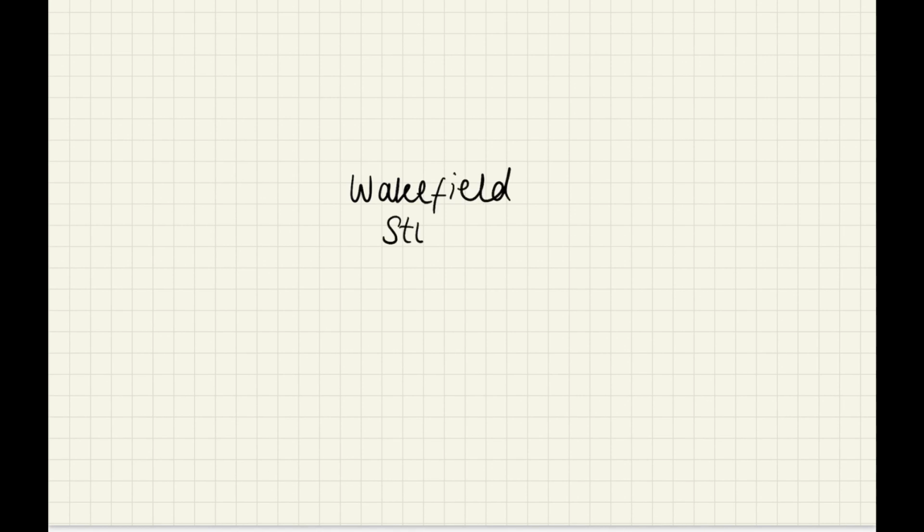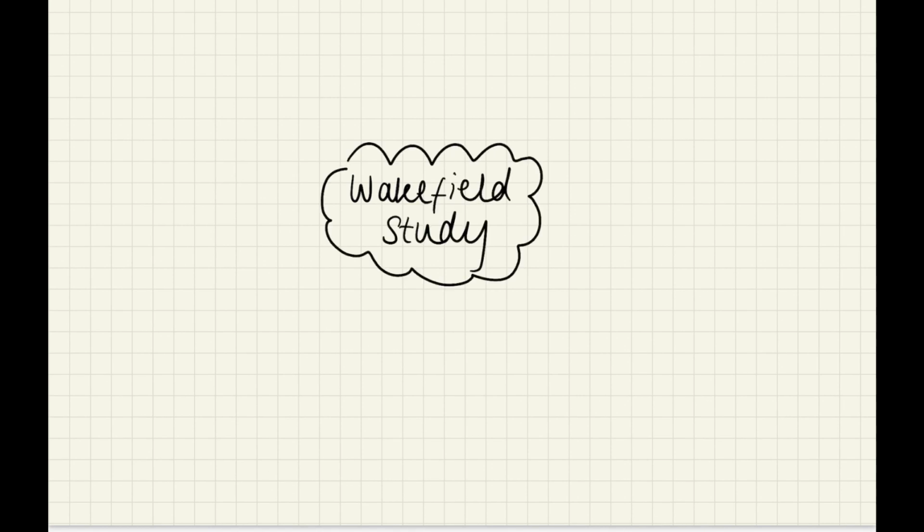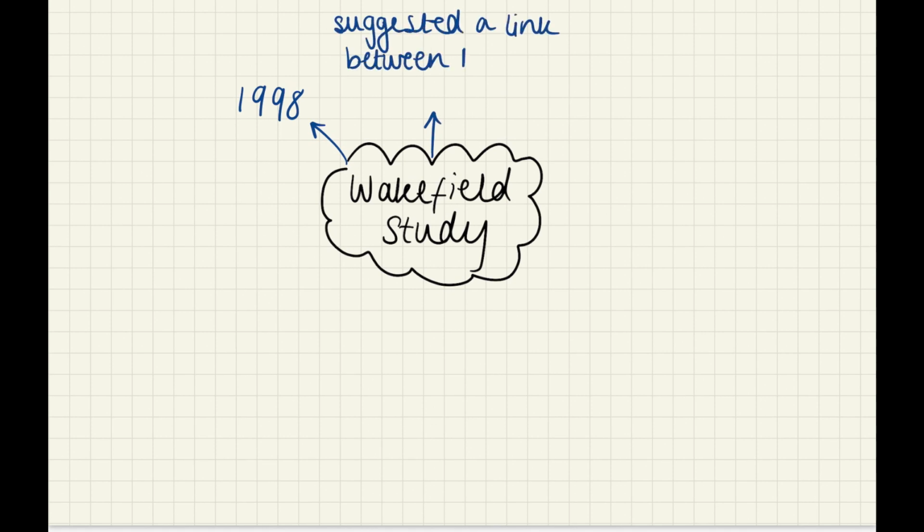So you don't need to take notes on this. It's just a really interesting story. This MMR vaccine and autism scare all came about because of the Wakefield study, which was conducted in 1998. And the study essentially suggested that there's a link between the MMR vaccine and autism.